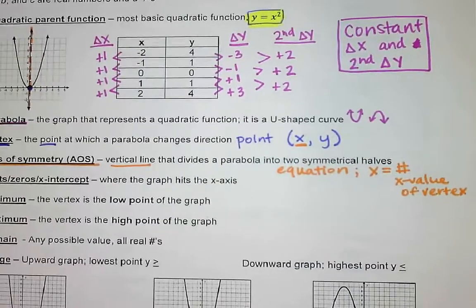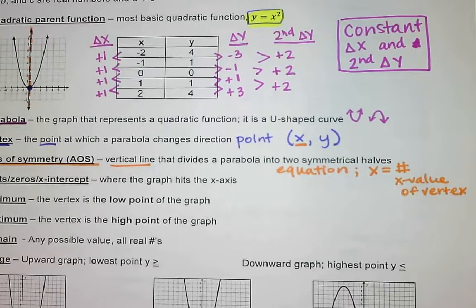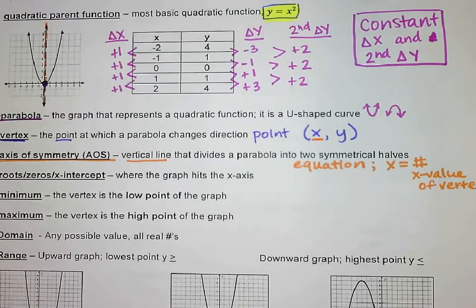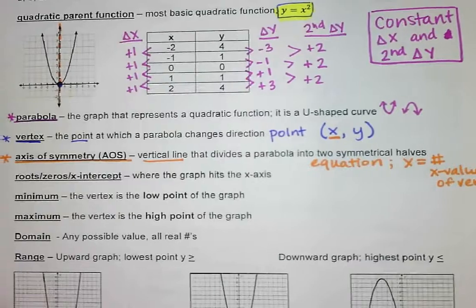So your equation, that number that it's equal to, is the x value of your vertex. All right? That's super important. Your axis of symmetry is an equation. It's not just a number. It's an equation. All right?